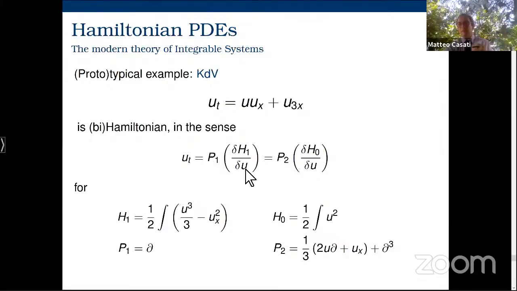Well, Hamiltonian means that you can do it in two different ways, of course: an operator applied to the variational derivative of a local functional. This is the same idea as in classical mechanics with Hamiltonian vector fields, where you apply your Poisson bivector to the gradient of your Hamiltonian function. And this is how it is for KdV.